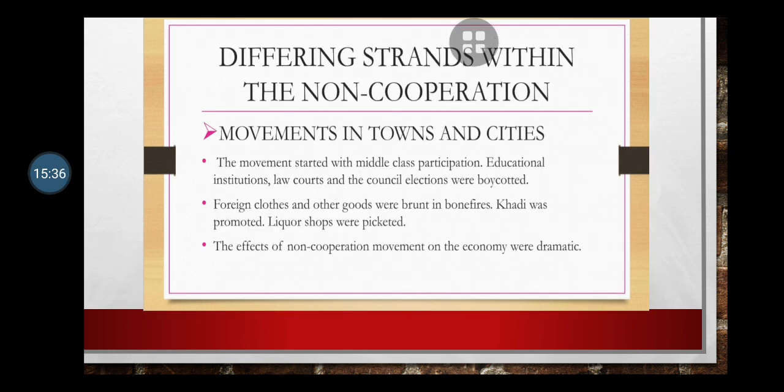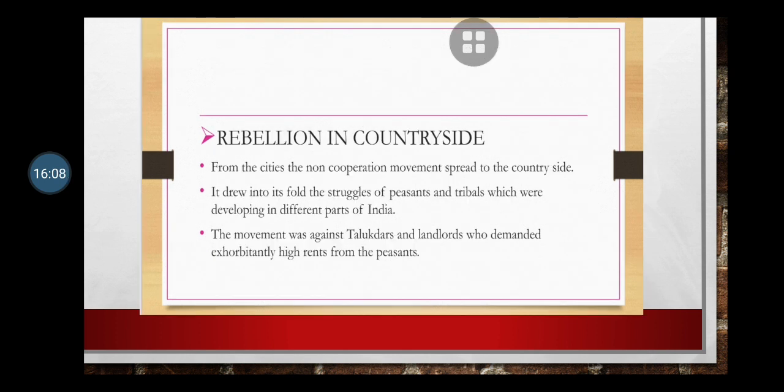Okay, differing strands within the non-cooperation movement in towns and cities. We had discussed this. The movement started with middle class participation. Educational institutions, law courts, and the council elections were boycotted. Foreign clothes and other goods were burnt in bonfires. Khadi was promoted. Liquor shops were picketed. The effects of the non-cooperation movement on the economy were dramatic. There was a huge effect on the economy.